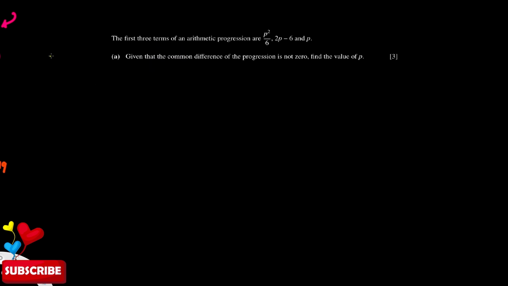So the first part, we are told the 3 terms of an arithmetic progression are p squared over 6, 2p minus 6, and p. Given that the common difference of the progression is not 0, find the value of p. Now, to find the common difference, remember it is the number in front minus the number before that. So it will be 2p minus 6 minus p squared over 6 equals p minus (2p minus 6). All right, so that's what we have.